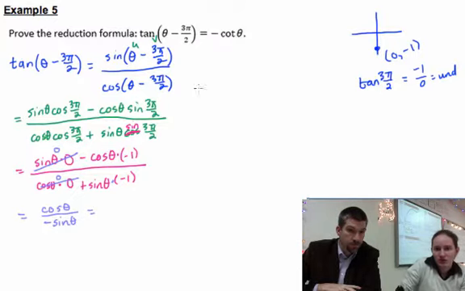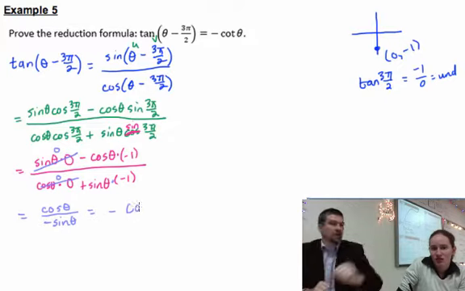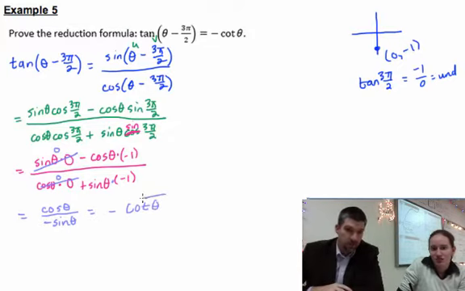And if at this point you're confused, look back at what we're trying to get to. We're trying to get negative cotangent. We've got a negative. Cosine over sine is cotangent.